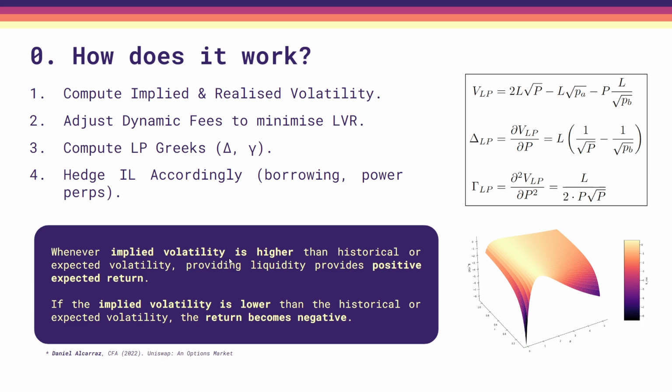So how does it work? Well, first we need to compute implied and realized volatility, and this can be done via Chainlink and Brevis. Then we adjust the dynamic fees to minimize LVR. In the after swap, we compute the new LP Greeks after the price movement and we hedge them accordingly. On the right, it can be seen the basic derivation of the value for an LP position in Uniswap V3, delta, gamma, and the function that represents the loss given a price movement and a certain range.